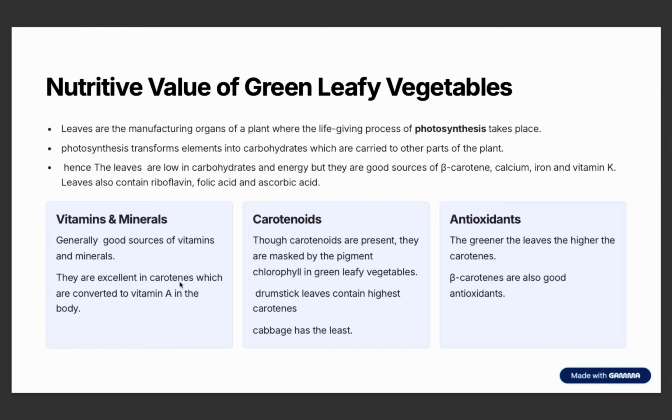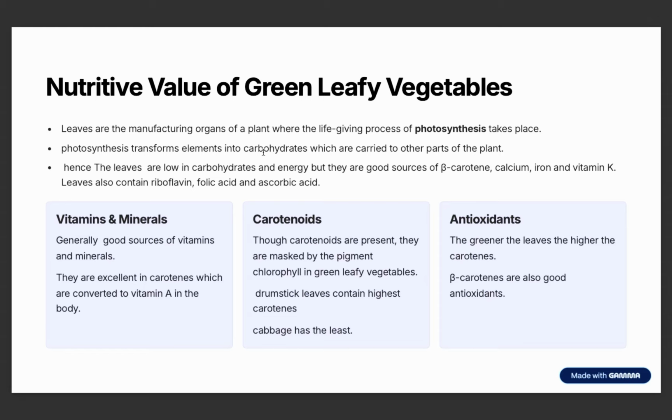Looking into green leafy vegetables, the main life-giving process of photosynthesis takes place in these leaves, forming carbohydrates, which are then transferred to the other parts of the plant. The carbohydrates created in photosynthesis are all transported to the other parts of the plant. So in the end, these carbohydrates won't remain in the leaves, and there is a comparatively low concentration of carbohydrates and energy in the leaves, but they are very good sources of beta carotene, calcium, iron and vitamin K. They also contain B complex vitamins like riboflavin, folic acid and ascorbic acid.